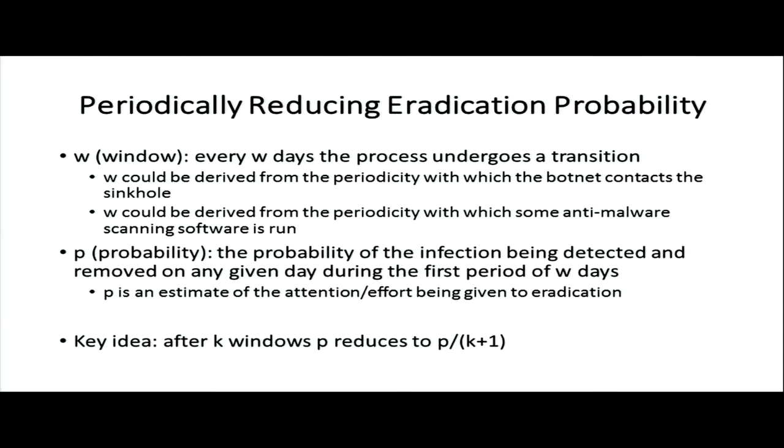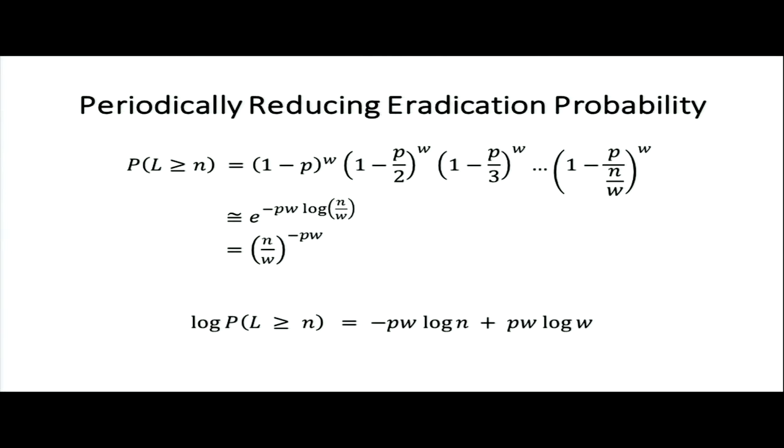Then, conditional on that, you're likely to continue to be infected, so the chance of you fixing the infection drops. And if we adopt this kind of a dropping rate, where after K windows, P reduces to P over K plus 1, which is this periodically reducing, then we can see that this actually gives rise to a power law. So I have just given you the gist of the argument here.